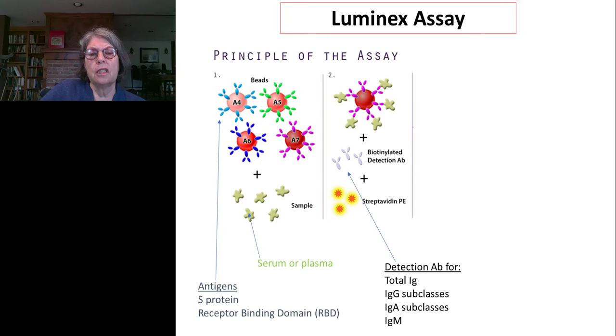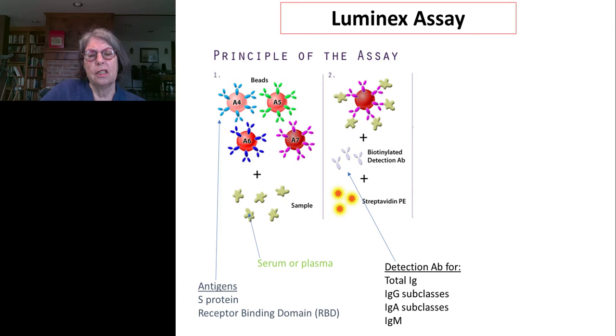We mix these antigen-coated beads with the serum that contains the antibodies that we're looking for, or in the case of the controls, of course, there is no antibody there. That's what we're trying to distinguish. So we have the beads. You see down at the bottom that the antigens are either the S protein or the RBD, and then we add the serum or plasma.